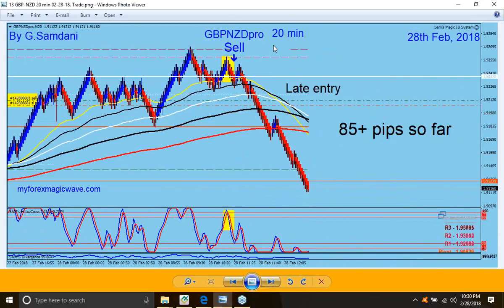Pound New Zealand again, pound in play today. Pound starts getting weaker a lot today again. This was my late entry, but it's still a nice trade, right? Entry should be here, but I missed this one. Then I took this one, and then still, look, I should be getting in here somewhere. So like 20, 25 pip, no big deal. Still 85 pip, right from here to here.